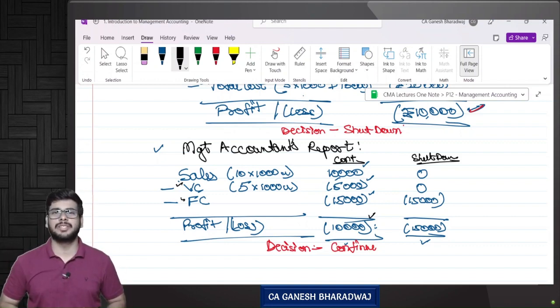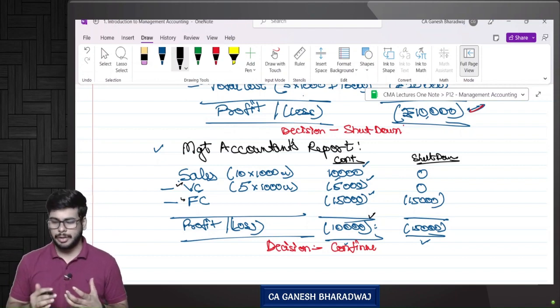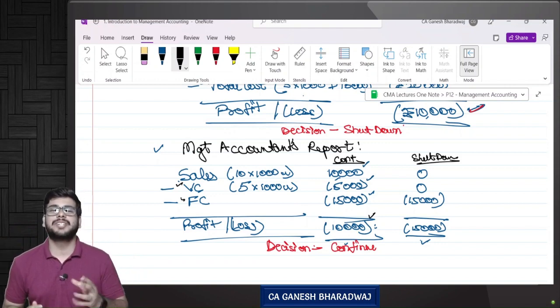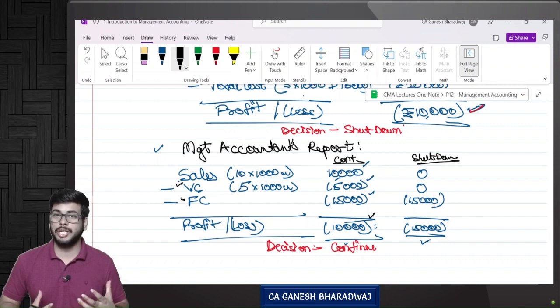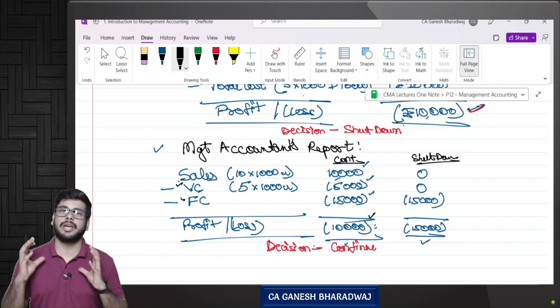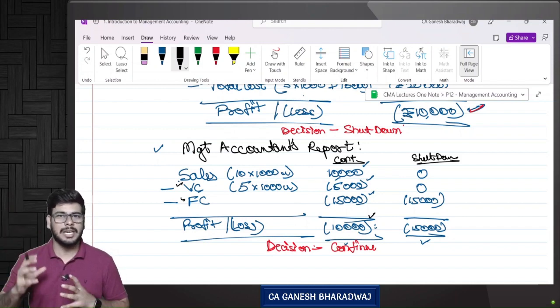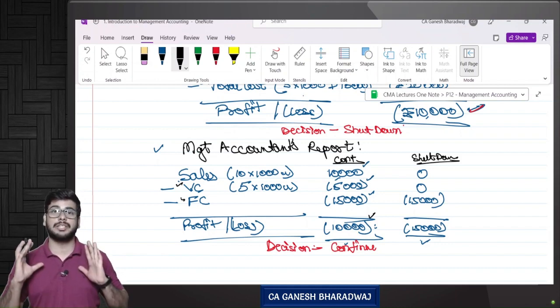Are you clear with this? This is a very, very basic thing that I've given you in management accounting. Don't think that we have completed management accounting. Absolutely not. We have just entered into it, and I gave you one proper example so that you will be able to understand. Now this line of accounting called management accounting provides some value addition. You need to get an idea right at the introductory stage itself.